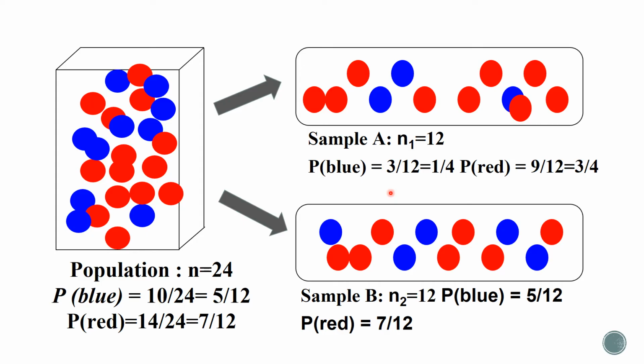And when we look at these created samples, you realize that they are not the same either. For instance, comparing the two samples, they have different results. The probability of a blue ball in sample A is 3 on 12, whereas the probability of a blue ball in sample B is 5 on 12. Likewise, the probability of a red ball in sample A is 3 on 4, and in sample B it is 7 on 12. So this problem is what we call sample fluctuation.